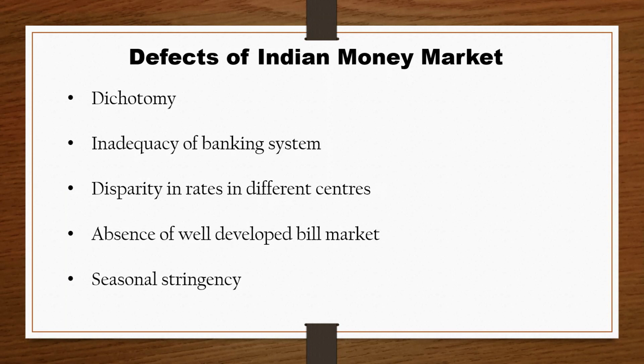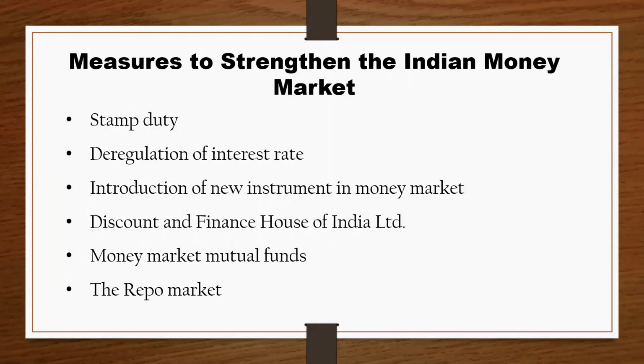Next, we can see the measures to strengthen the Indian money market. Here, we have stamp duty, deregulation of interest rates, introduction of new instruments in the money market, Discount and Finance House of India Limited, money market mutual funds, and repo rate. The first one is stamp duty. Stamp duty was considered to be the major constraint in the use of the bill system. However, experts assert that this measure is not adequate to induce the use of commercial bills.